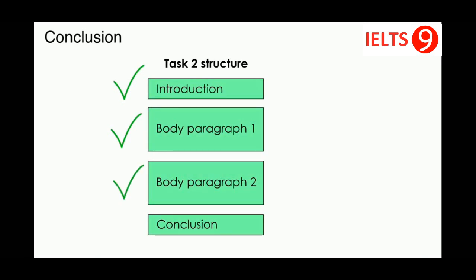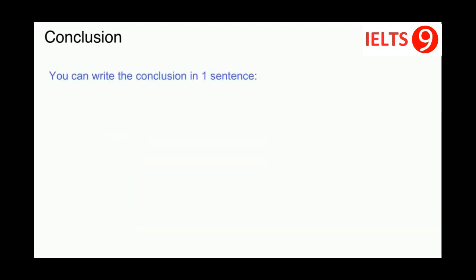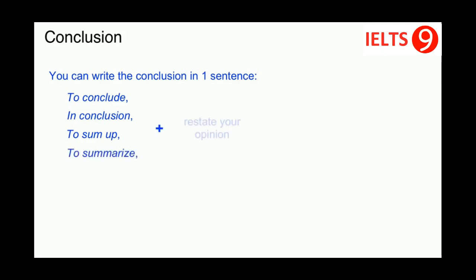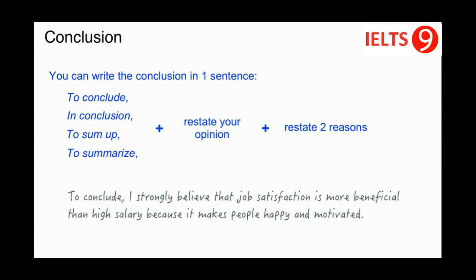Now it's time to write the last paragraph of our essay, a conclusion. You can write the conclusion in 1 sentence. To start your conclusion paragraph, use one of the following phrases. To conclude, in conclusion, to sum up, to summarize. After that, restate your opinion and 2 reasons that support it. Here's how I wrote the conclusion. To conclude, I strongly believe that job satisfaction is more beneficial than high salary because it makes people happy and motivated.